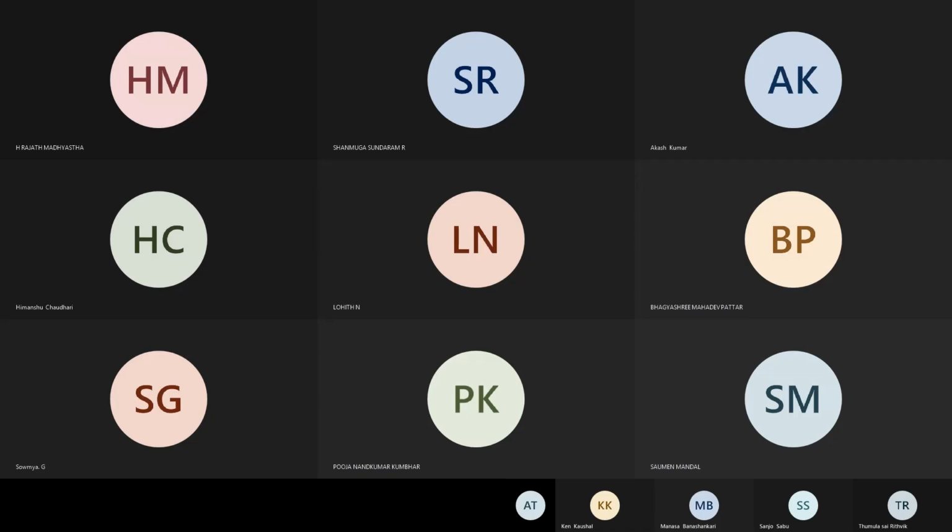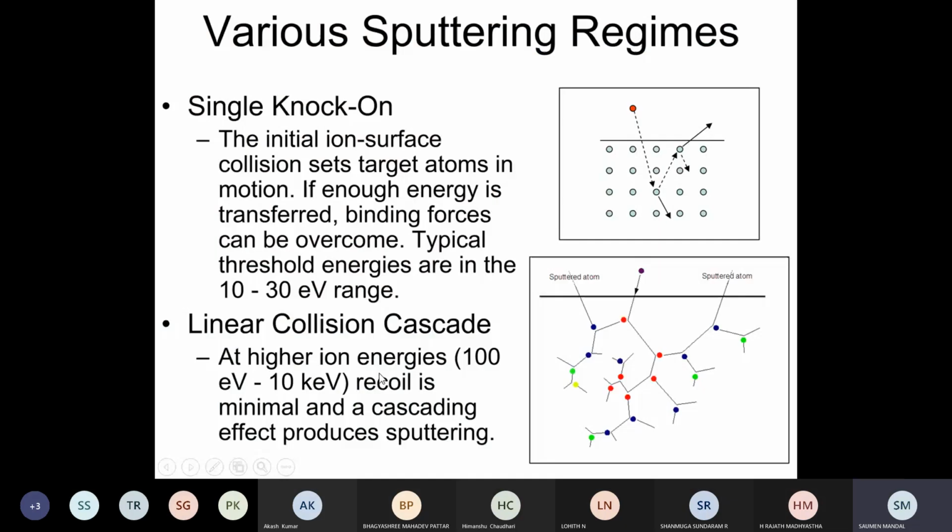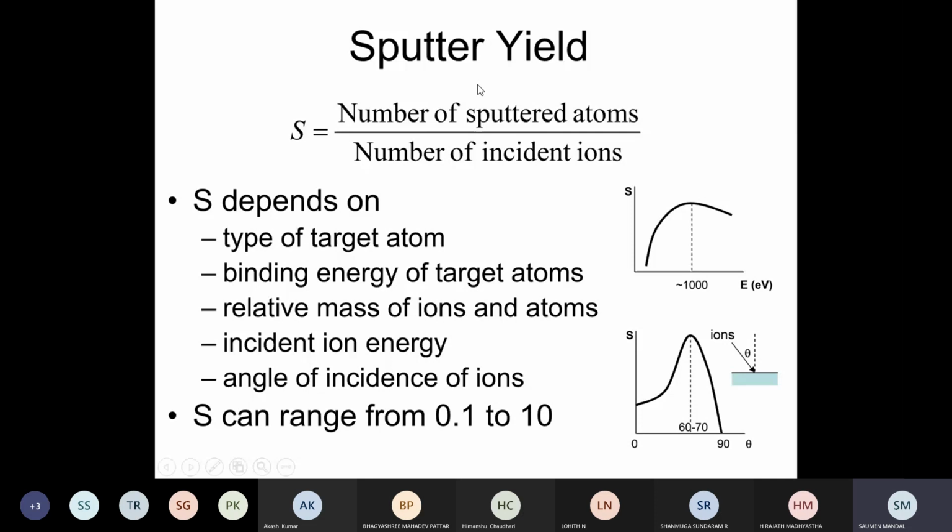Okay, so in this case, of course, when you want the cascade, higher energy is required. Now this is another important part, the sputtered yield. What is sputtered yield? Number of sputtered atoms divided by the number of incident ions. So the number of incident ions means the number of argon ions actually hitting the target, and the number of sputtered atoms means how many atoms come out from this target.